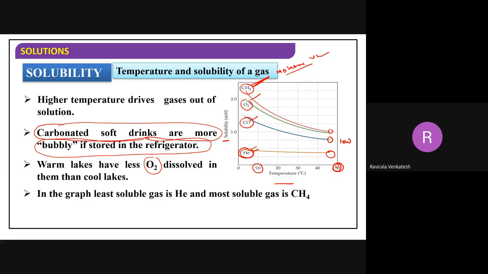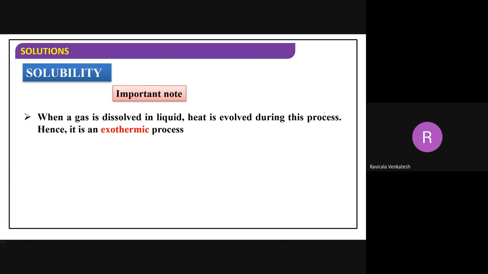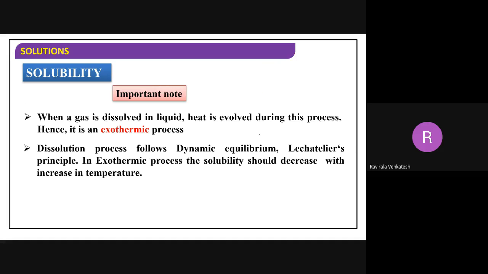So what I mean to say is that at low temperature solubility is high, and at high temperature solubility is less. This is for gas in liquid. An important note: when a gas is dissolved in liquid, heat is evolved during the process, so this process is called an exothermic process, right? The dissolution process follows dynamic equilibrium and Le Chatelier's principle. In an exothermic process, the solubility should decrease with increasing temperature.